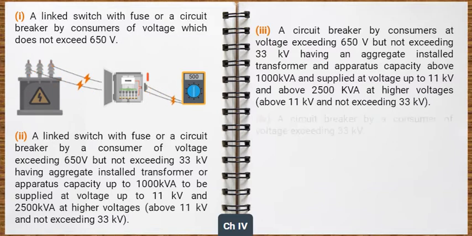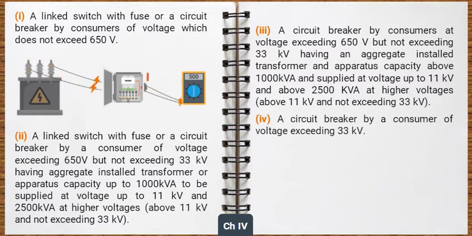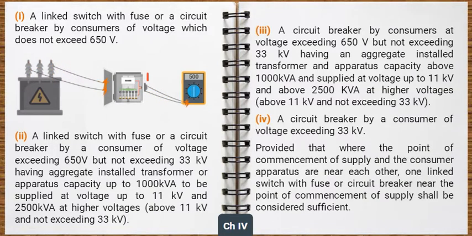A circuit breaker by a consumer of voltage exceeding 33 kV, provided that where the point of commencement of supply and the consumer apparatus are near each other, one linked switch with fuse or circuit breaker near the point of commencement of supply shall be considered sufficient.